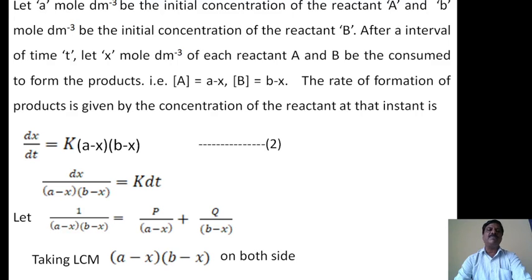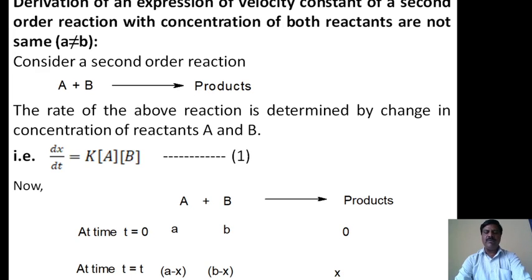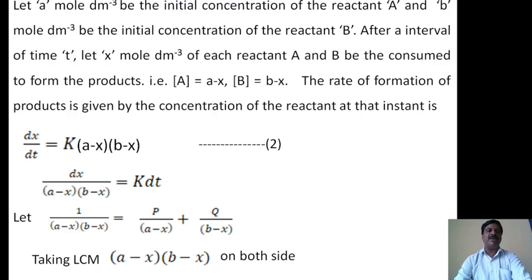Then the rate of formation of the product at that instant is given by dx by dt is equal to K into A minus X into B minus X, because here we are putting the value of the molar concentration of the reactant A as A minus X, and of the reactant B as B minus X in equation 1. We get equation number 2.